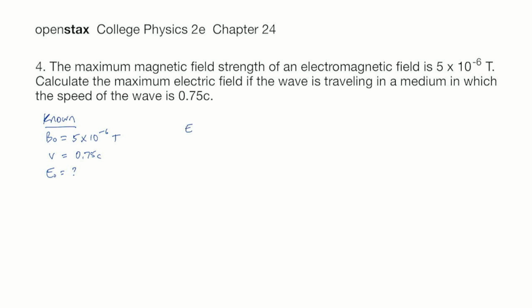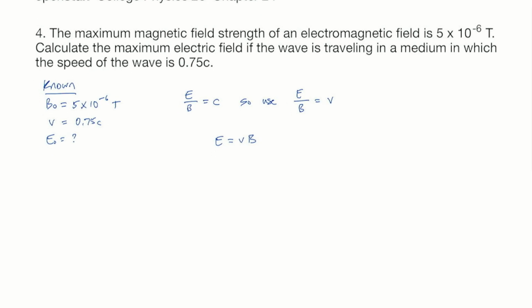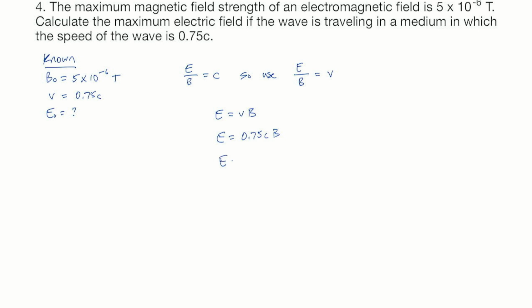All right, well, we know that E divided by B is equal to C. So we will use E divided by B is equal to velocity V. So electric field is the velocity times B. Okay, and so electric field is going to be 0.75 C times B. So electric field is 0.75 times C, which is 3 times 10 to the 8 meters per second, times B, which is 5 times 10 to the minus 6 Teslas.